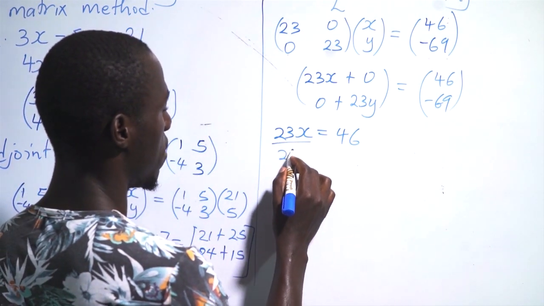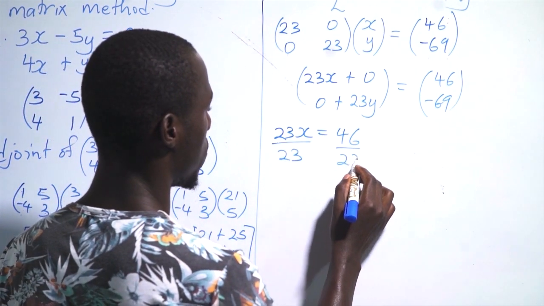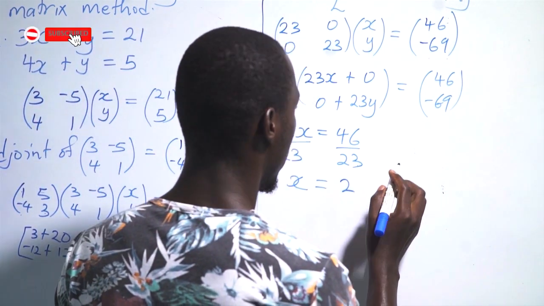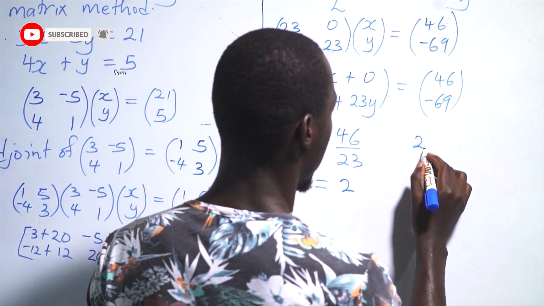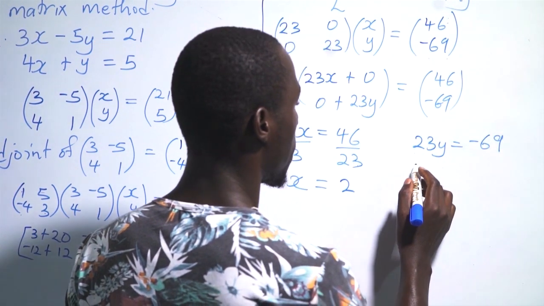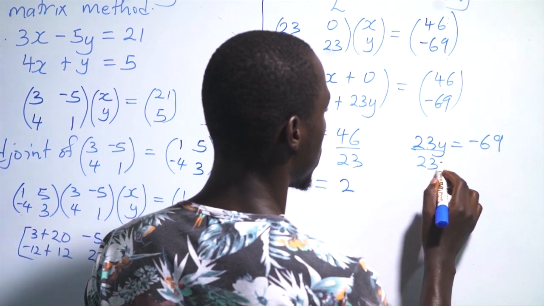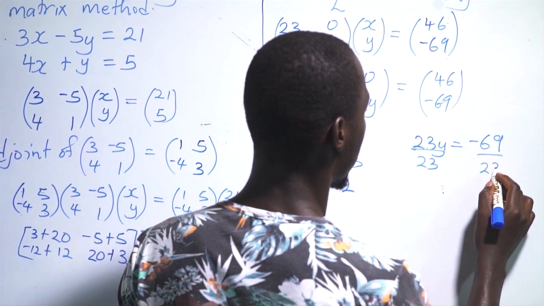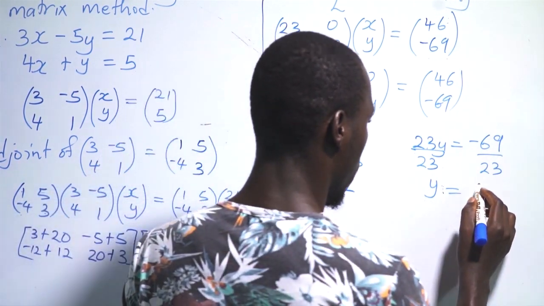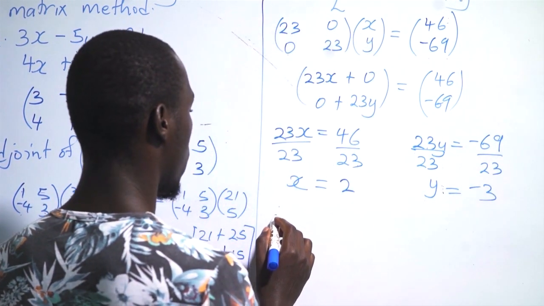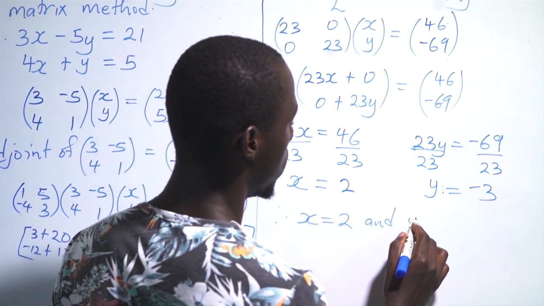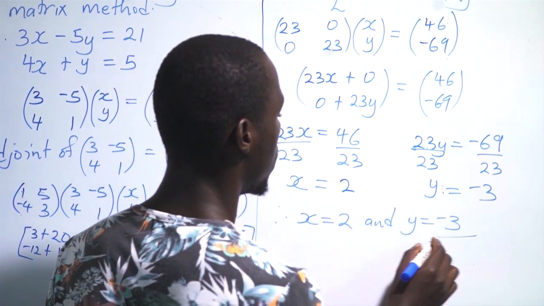Then I divide both sides by 23. So I get my x value, that is a 2. Then the same applies there, the 23y is equivalent to negative 69. Then I divide both sides by 23. So y is equivalent to a negative 3. Therefore, the x value is 2 and the y value is negative 3.